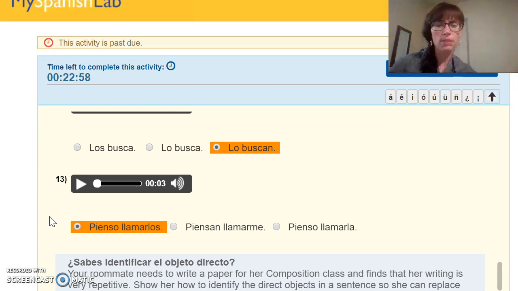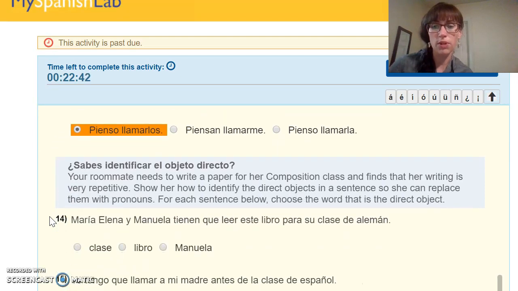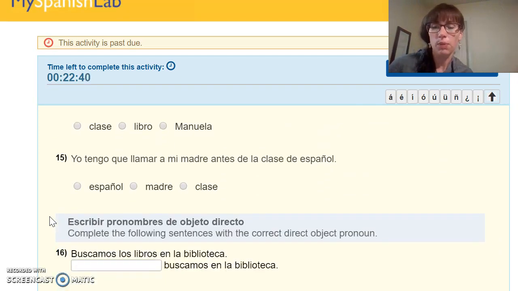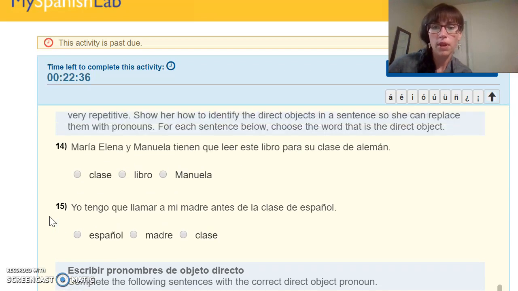So I hope that helps. Remember, always ask yourself who or what is the subject looking for, or calling, or studying, or whatever that action verb is. And when you answer the question who or what after that verb, then you can identify what the direct object pronoun is.